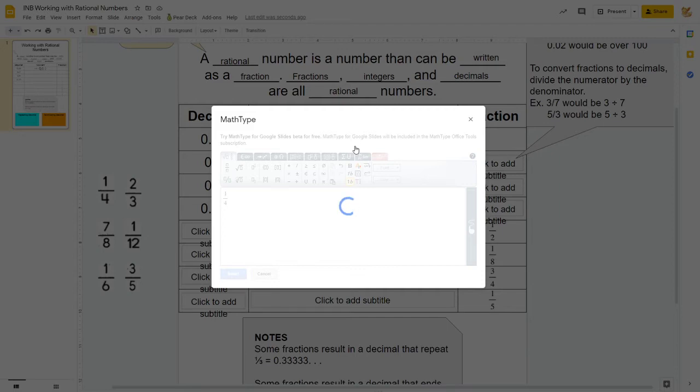I'm going to insert, it's going to create another picture for me to use. Again, I'm going to resize it and fit it into that box there and put it under fraction.